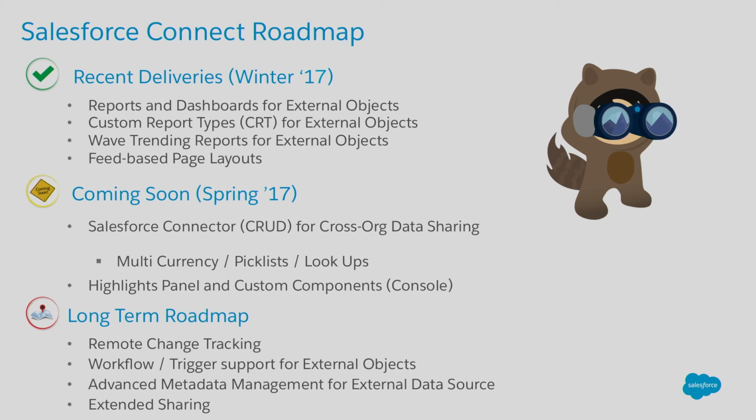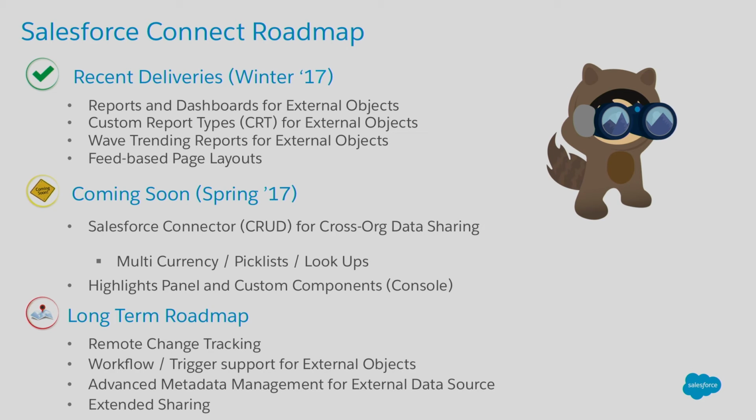Last but not least, the console is really one of the most frequently used use cases for external objects, whether it's Service Cloud or Sales Cloud. So we really wanted to have feature parity with all the other objects. So we will have highlights panels as well as custom components for the console. And then long term, these are really big ticket items.